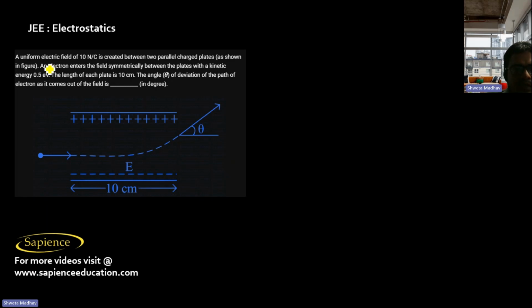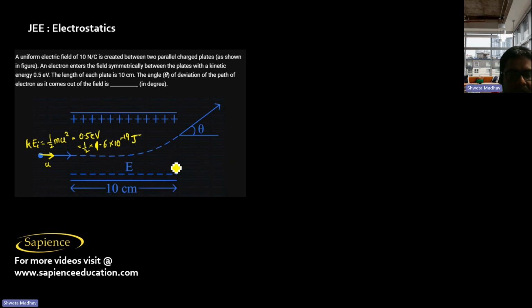Then here it is told a uniform electric field of 10 Newton per Coulomb is created in between two parallel charged plates as shown in figure. An electron enters the field symmetrically in between the plates with a kinetic energy. So here the initial kinetic energy, if it has initial velocity u, will be half mu square, which is equal to 0.5 electron volt, means half into 1.6 into 10 power minus 19 joule.